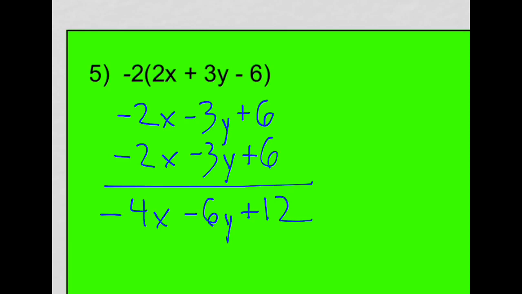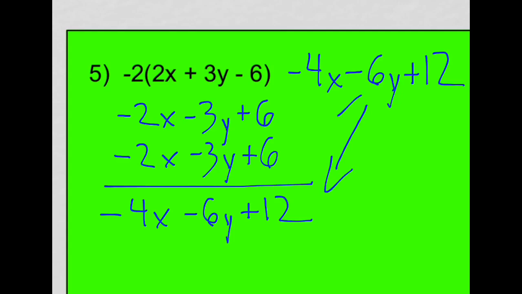Using the shortcut, negative 2 times positive 2x gives me negative 4x. Negative 2 times positive 3y gives me negative 6y. And then finally, negative 2 times negative 6, a negative times a negative is a positive 12. And that's as far as we can take that expression. You need to be able to recognize both ways to solve these.